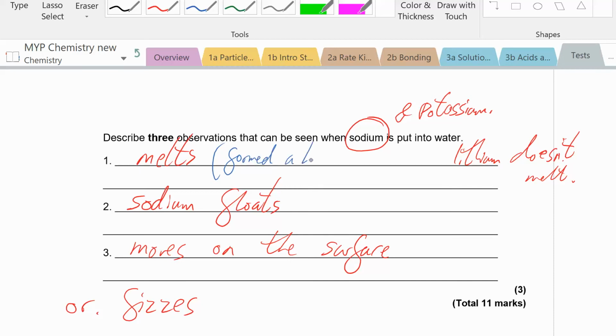It formed a little ball of the molten metal. It also floats, and it then fizzes around and moves on top of the surface. So you could have any one of these 4: melts, sodium floats, moves around on the surface, or fizzes if you didn't get one of those first 3.